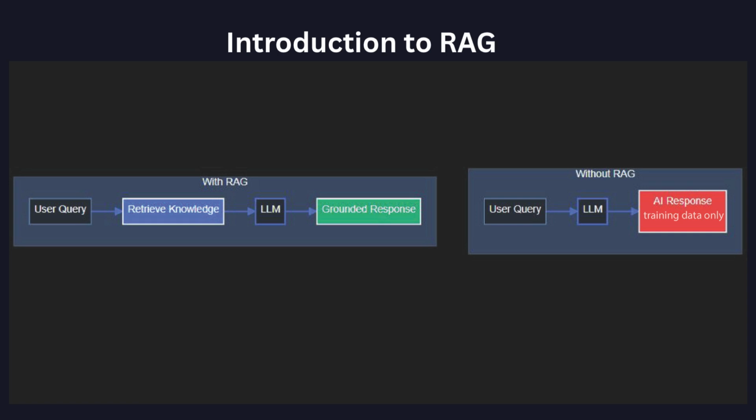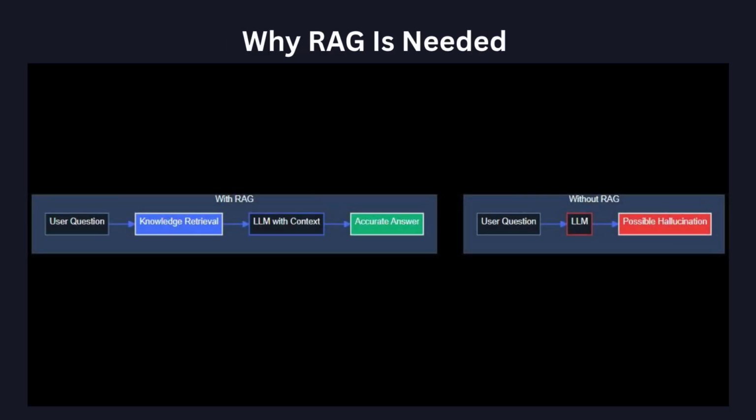to produce grounded responses. Why RAG is needed. With RAG, a user question is followed by knowledge retrieval, then passed to the LLM with context, producing an accurate answer. Without RAG, the question goes directly to the LLM, which may result in hallucination. RAG systems allow AI to use up-to-date enterprise data.